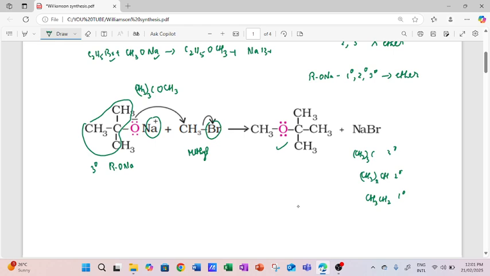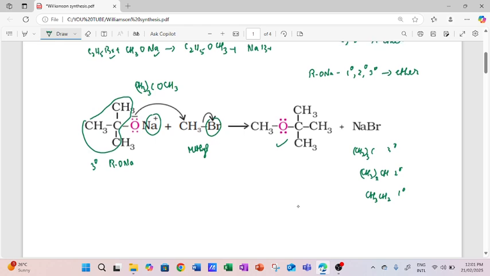But take the opposite case. Instead of a primary or methyl halide, I'm taking a tertiary group like CH3, C, CH3, CH3 with the halogen atom. In the previous reaction, the tertiary group was with the sodium alkoxide. Now the tertiary group is with the halogen atom and the other reactant is CH3ONa, sodium methoxide. In this case, the sodium as usual is eliminated with Br as NaBr.